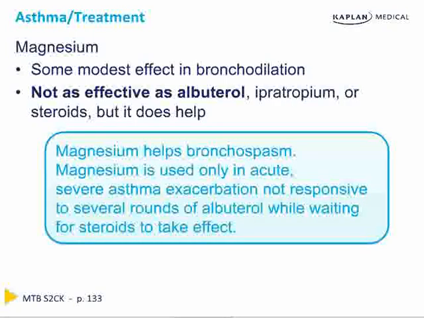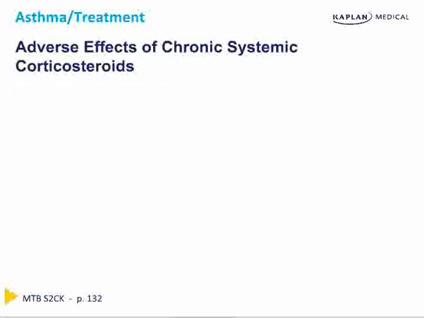It does help with bronchospasm, and it's used only in the acute severe asthma flare that's not responsive to several rounds of albuterol, and while you're waiting those 4 to 6 hours for the steroids to take effect. For some patients, in particular those with severe persistent asthma, they can end up on chronic systemic steroids for very long periods of time throughout their life.